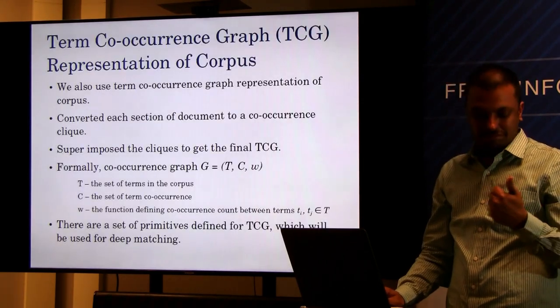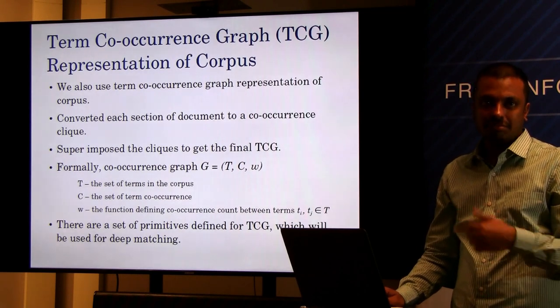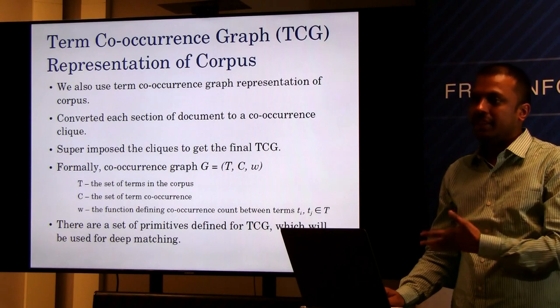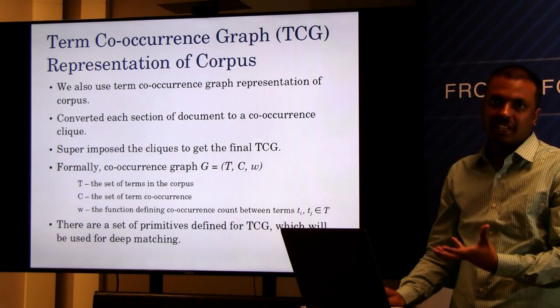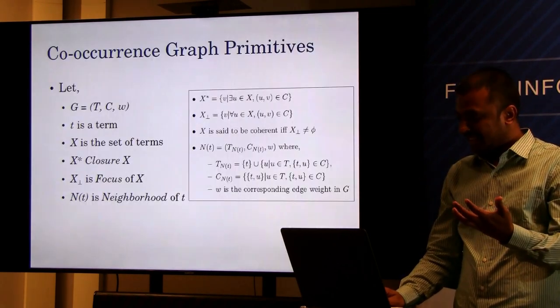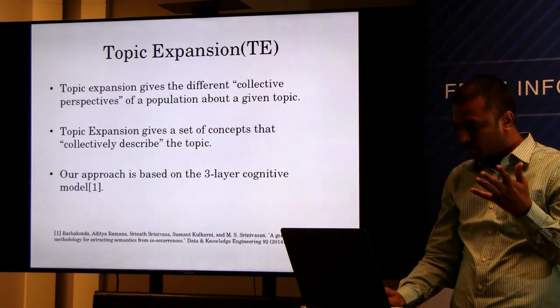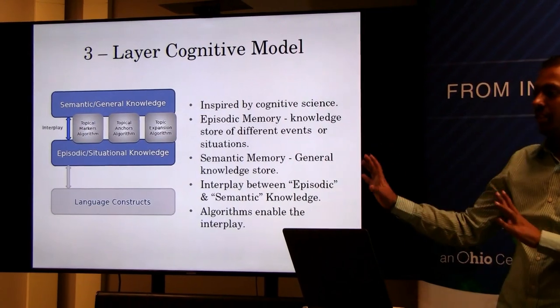Then I think I have probably spoken about the topic expansion and other things. The idea was to create a co-occurrence graph. I'll skip this part and get into how the model looked.